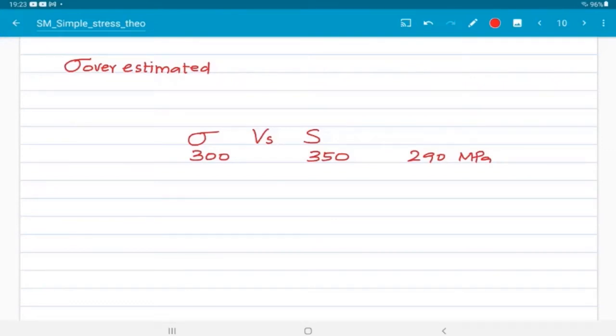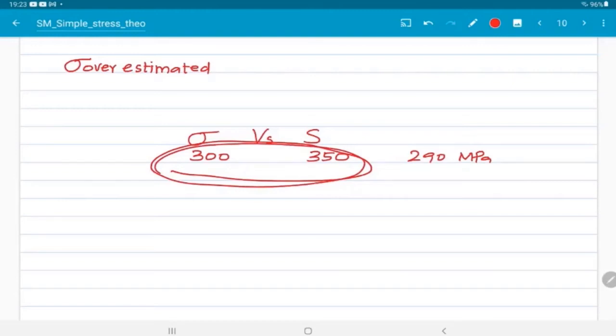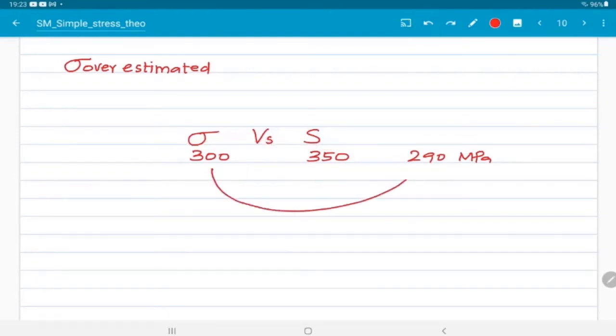It means, according to data book information, you will say your design is safe. But if you use this geometry in actual field service, the component will fail, because the component is made of mild steel whose original strength, our mild steel, is 290 megapascal. The expected stress is 300 megapascal, so the component will fail.